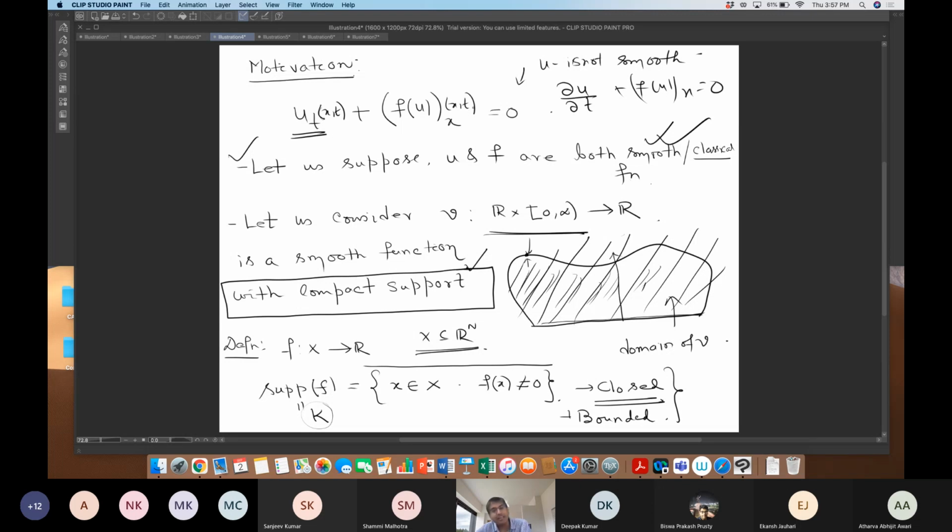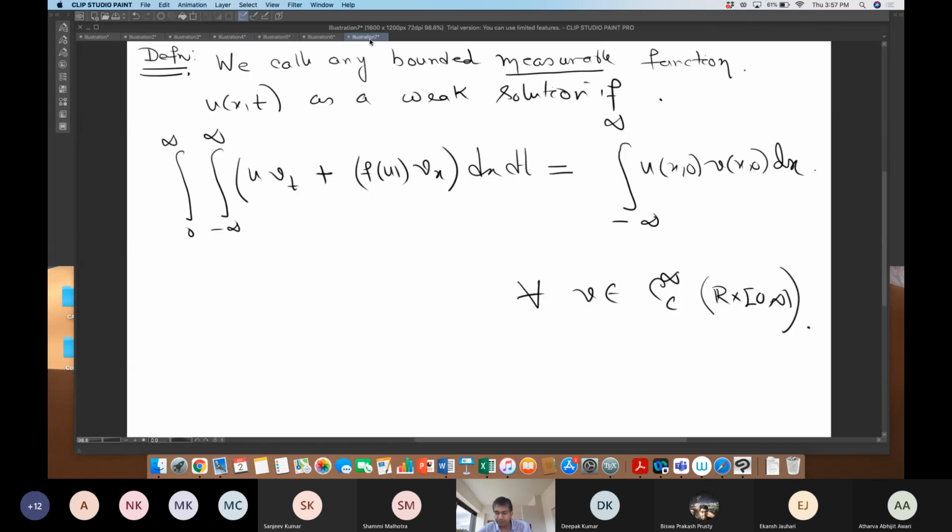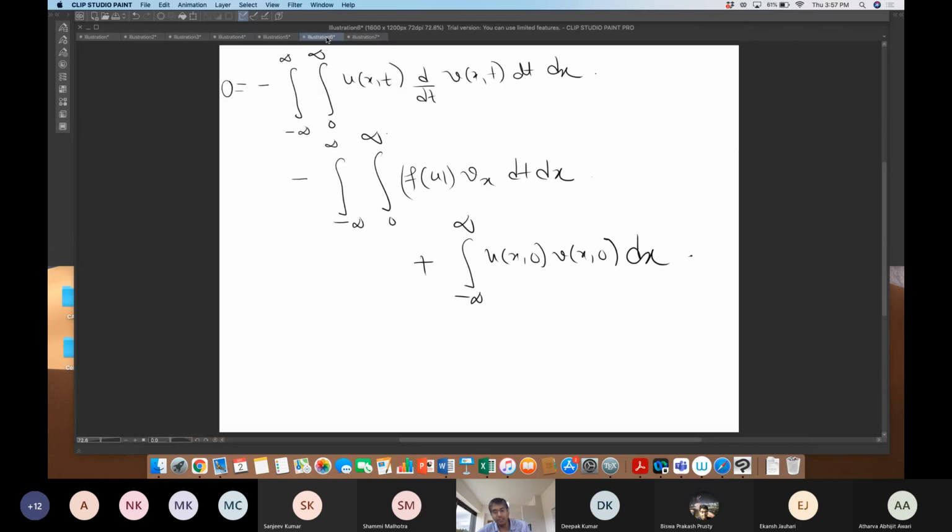Because for defining the pointwise sense, we have to know that u is a smooth function. At least the derivative of u with respect to time exists, the derivative of f with respect to x exists, and all those things. So here the pointwise sense I cannot define the solution. So what do I do here, just with this motivation.